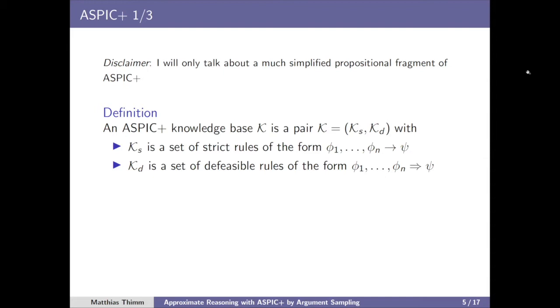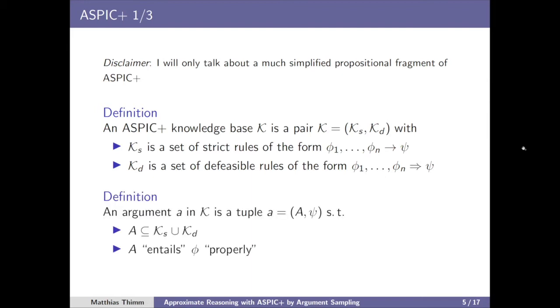So we have a set of strict rules. The intuition here is: if you believe phi 1 to phi n are true, then you have to believe that psi is true as well. On the other hand, we have these defeasible rules. The difference is this double arrow here, and a simple arrow for strict rules. For defeasible rules, the intuition is that if you believe phi 1 to phi n, then you usually also believe psi. But this could be attacked by some argumentative analysis, and it may not necessarily be the case.